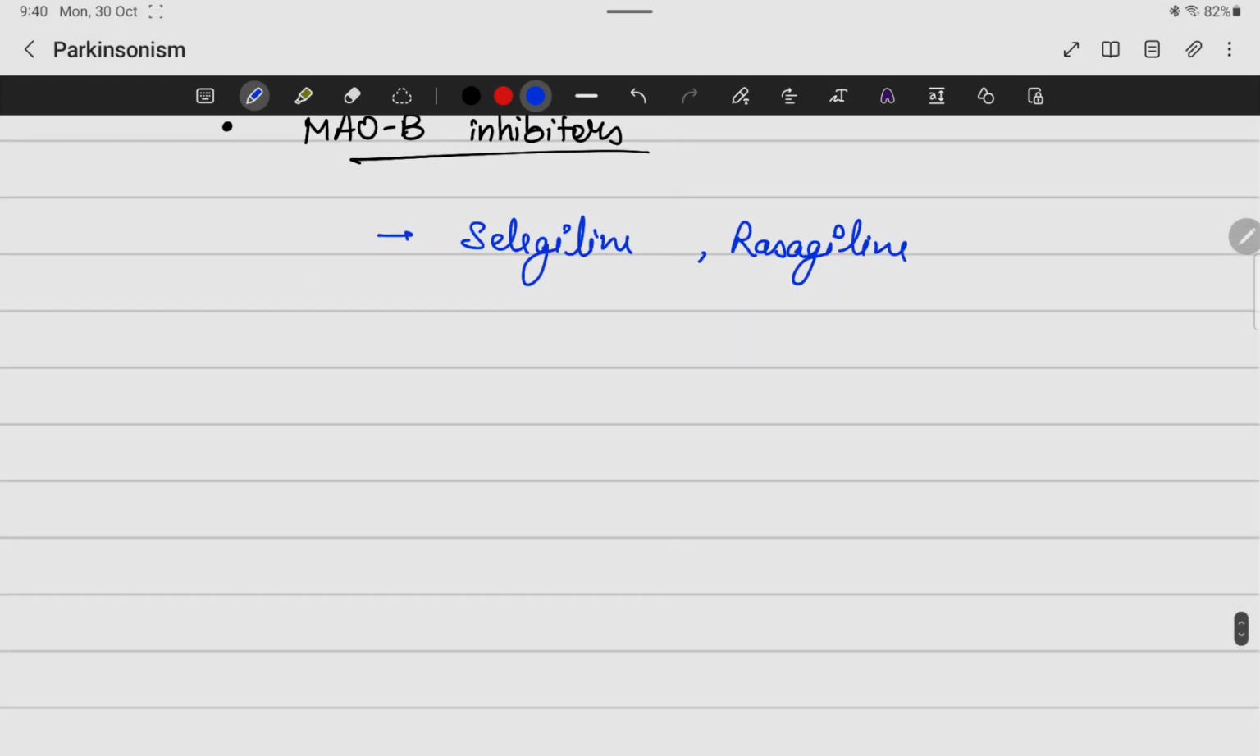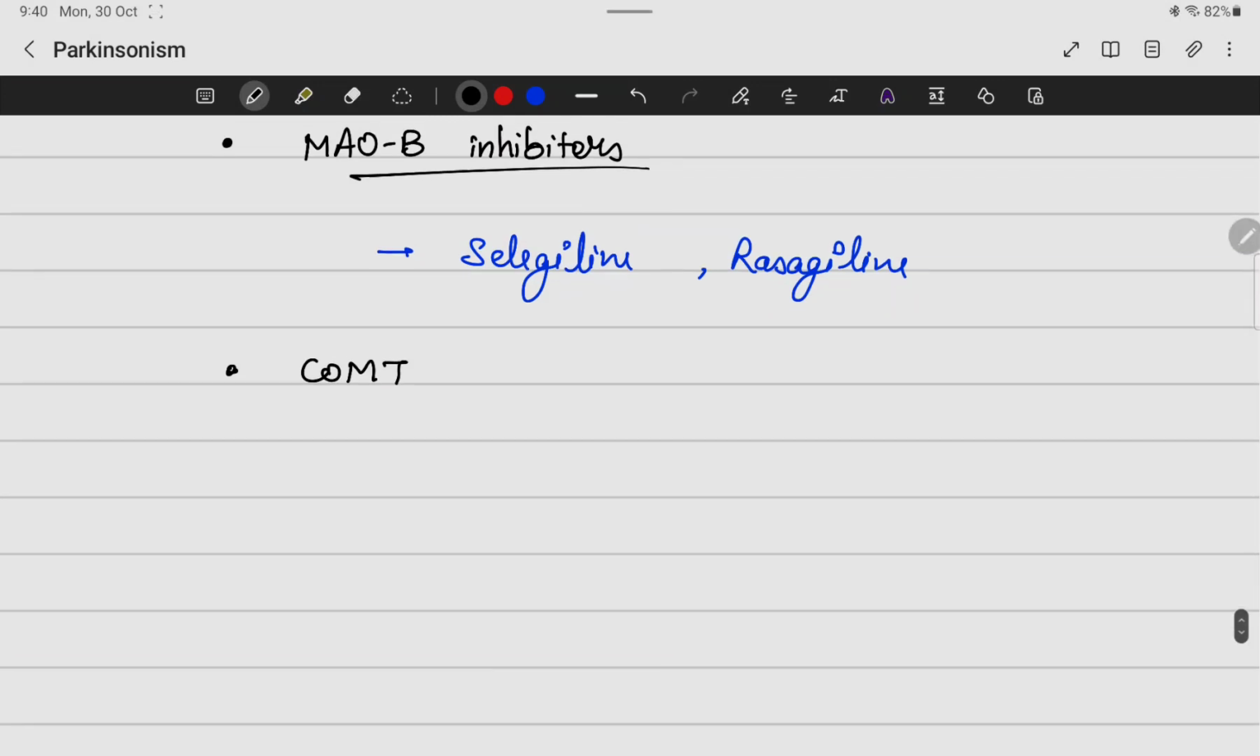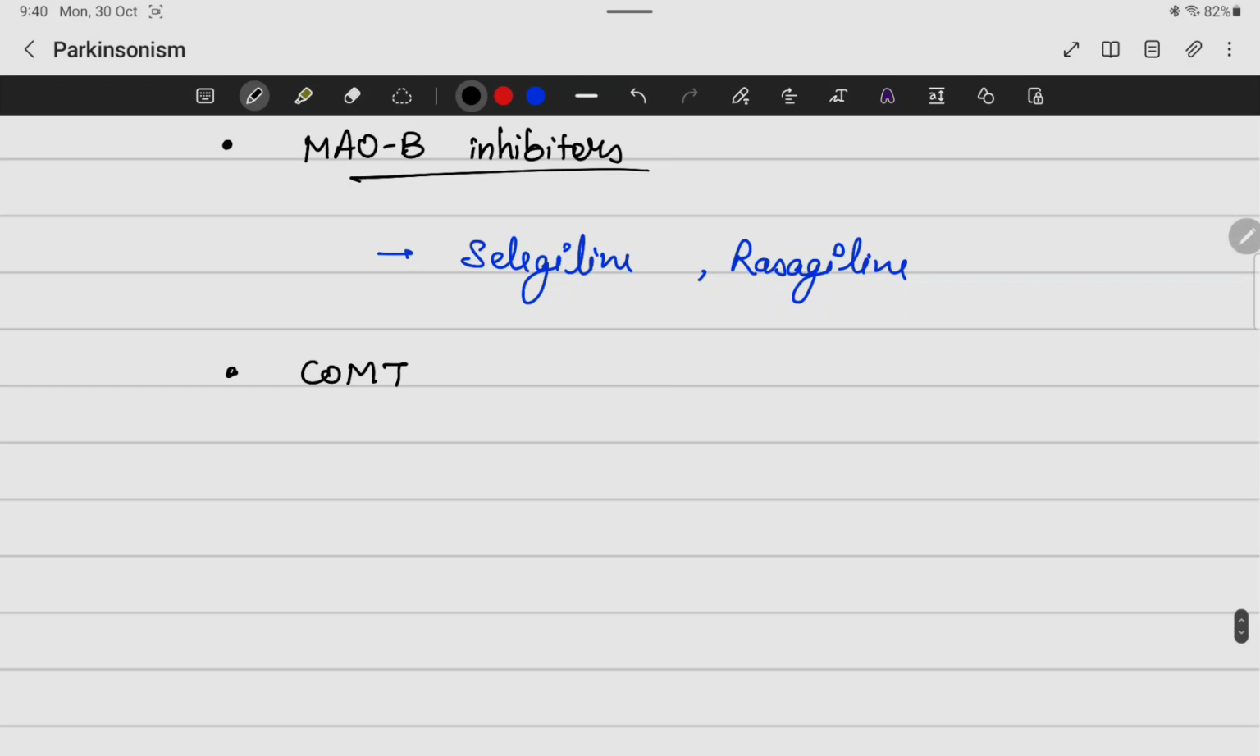Okay. There is this other enzyme which is called COMT, catechol O-methyltransferase, which is also responsible for the breakdown of dopamine. So similarly, as we inhibited MAO-B, we can inhibit this COMT enzyme. So we can use COMT inhibitors in Parkinsonism. Examples include entacapone and tolcapone.